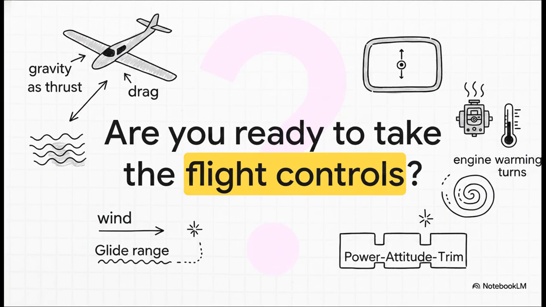Well, we've definitely covered a lot of ground today, or I guess a lot of air. You've seen exactly how gravity acts as thrust to balance out drag. You understand how the wind shifts your glide range, and how that one stationary point on the windshield is your ultimate guide. We nailed down the critical importance of carburetor heat, engine warming, and clearing turns for keeping us safe. And you've got the power, attitude, trim sequence hardwired for flawless transitions. So my friend, you know the forces, you know the visual cues, and you know the procedures. I guess the only question left is, are you ready to take the controls?